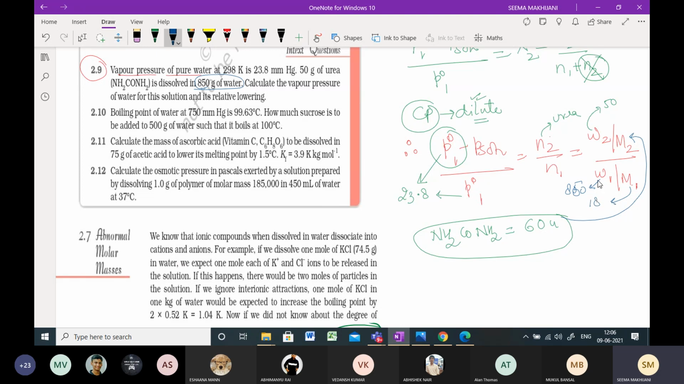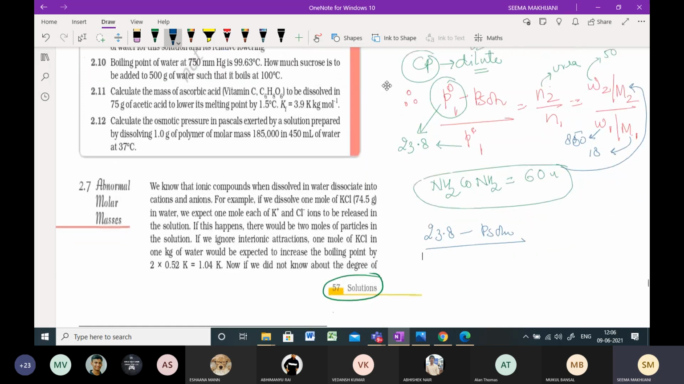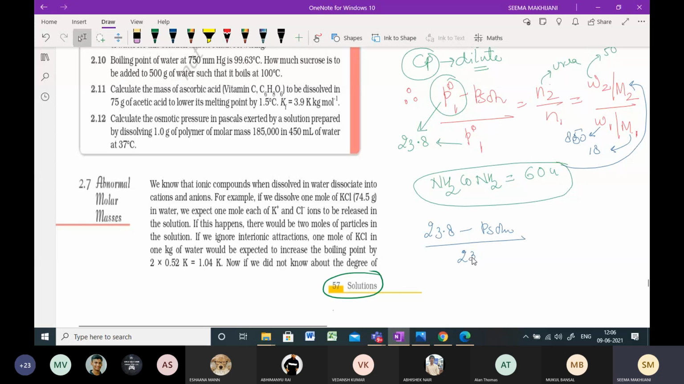I will resubstitute the values now. Have a look. 23.8 minus the P solution, which is to be found on the left hand side, divided by again 23.8, that is the vapor pressure of the pure water. Now this is equal to 50 divided by 60. Further, you have in the denominator weight of water, that is 850 divided by 18. So I've substituted all values. Any doubts in the value substitution?